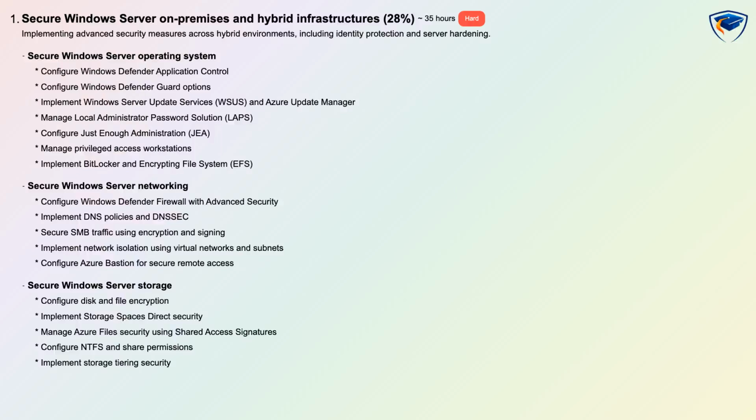This domain focuses on implementing advanced security measures across hybrid environments, including identity protection and server hardening. You will learn how to configure Windows Defender Application Control, implement Windows Server Update Services, WSUS, and Azure Update Manager, and manage privileged access workstations. You will also learn how to configure disk and file encryption, implement Storage Spaces Direct Security, and manage Azure Files Security using shared access signatures.